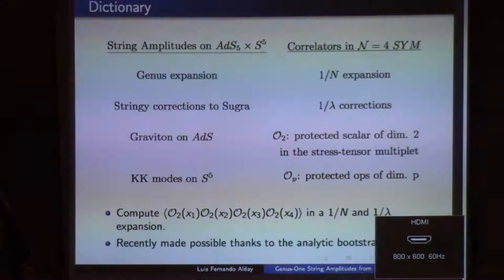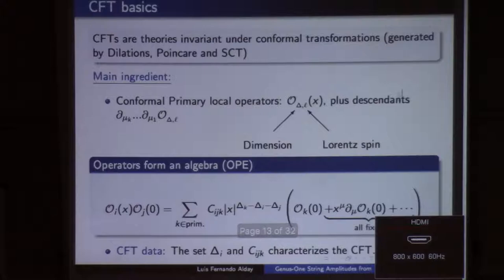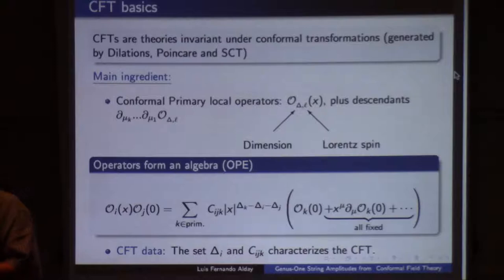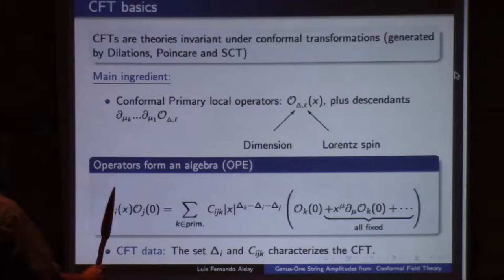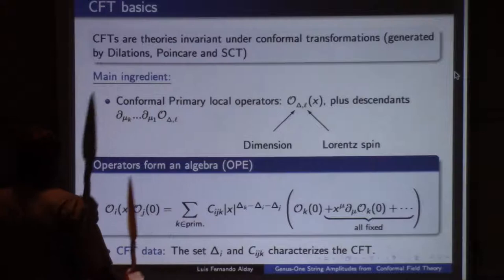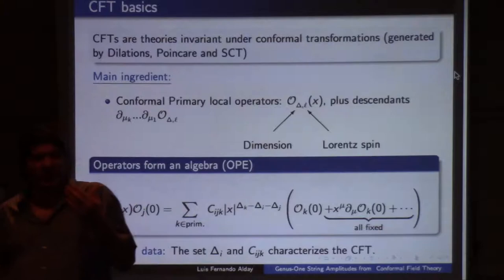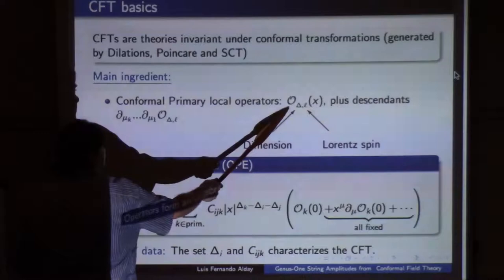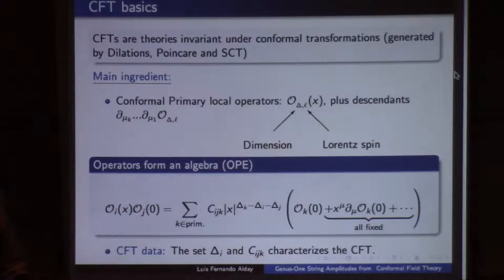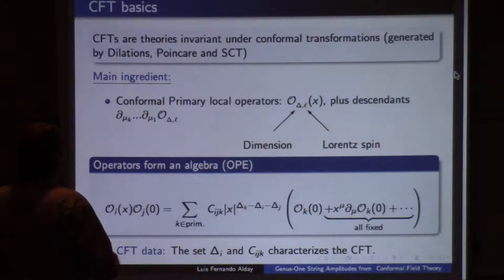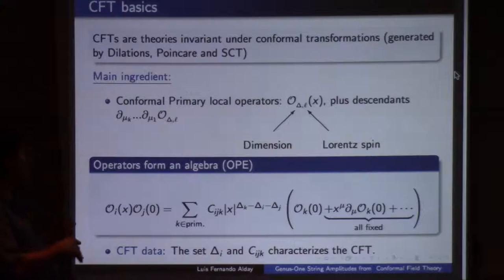Good, so now let's review. We will review in the next 10-15 minutes all what we have said in the first two talks. We have studied conformal field theories, theories invariant under conformal transformations, and the main ingredient are conformal primary local operators. These are operators O evaluated at a point X, because they are local, and they are labeled by their dimension delta, the eigenvalue with respect to the dilatation operator, and Lorentz spin L. Furthermore, for a given conformal primary, you have a tower of descendants given by derivatives acting on that conformal primary.